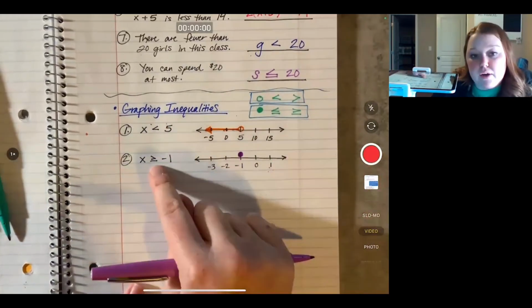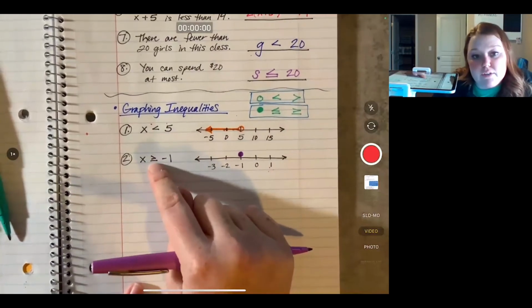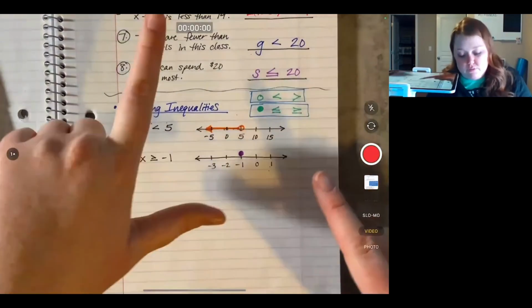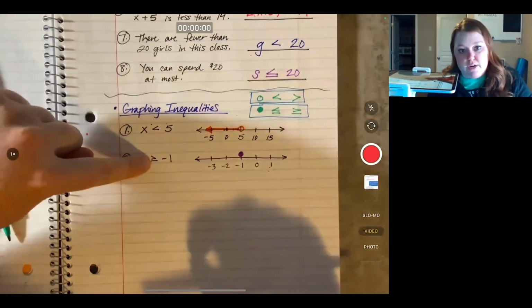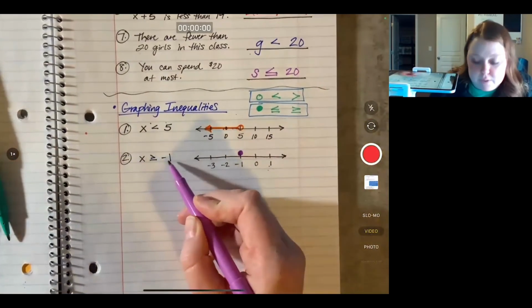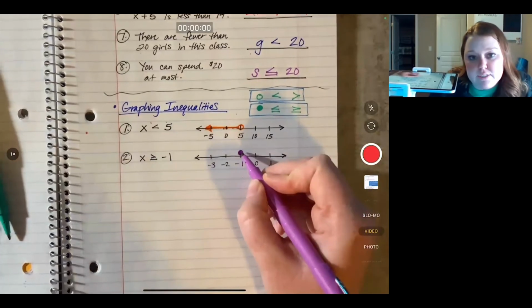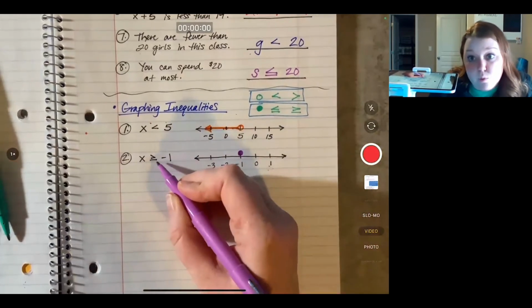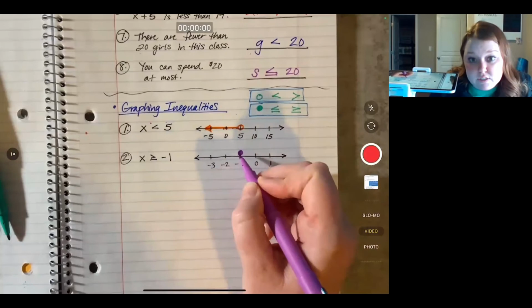Now we got to read that correctly. Is that less than or greater? Use your little L trick. That one was less, so this one's greater. So x is greater than or equal to -1. The fact that we shaded it in takes care of the or equal part. So -1 is a solution.